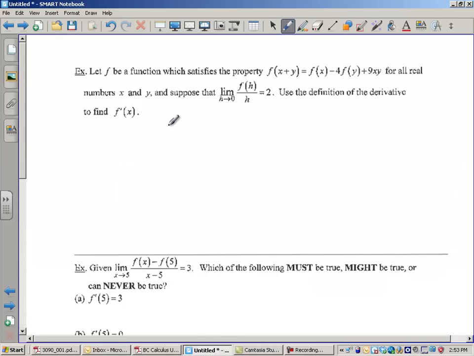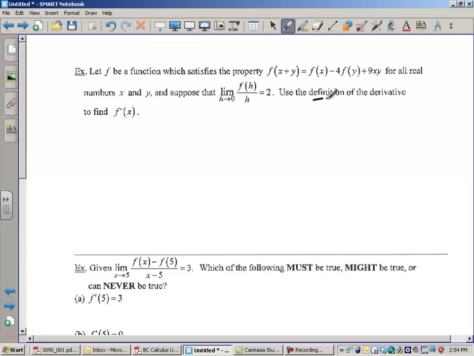All right, so let's do another one that's an AP question, and it says we've got f as a function that satisfies this property right here for all real numbers x and y. That means this y could be an h, or it could be an r, or whatever, and this is always true no matter what you plug in, as long as x and y are real numbers. And they also give me this little weird statement that if we have this situation that works out to be 2, use the definition of the derivative to find f prime of x.